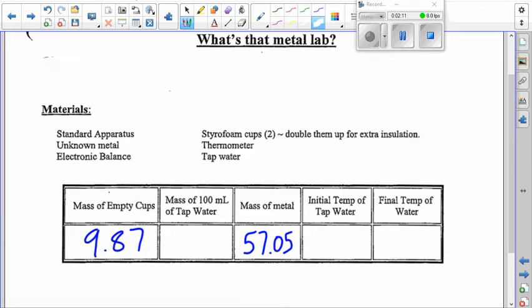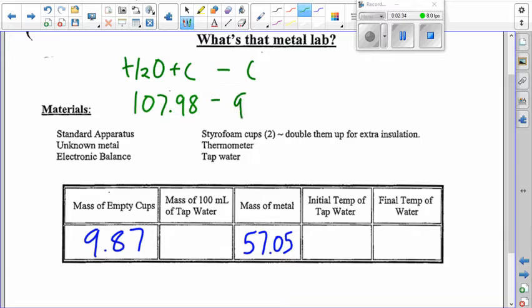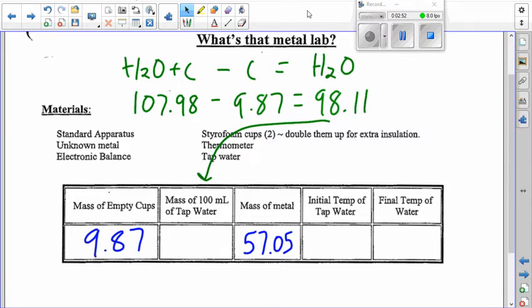Get that out of the way. So the H2O plus the cup is 107.98. When we subtract the cup itself, which was 9.87, we should be able to know the mass of the H2O exactly. Somebody help me. 98.11. 98.11. That sounds right. And so that is what goes down here for our actual mass.